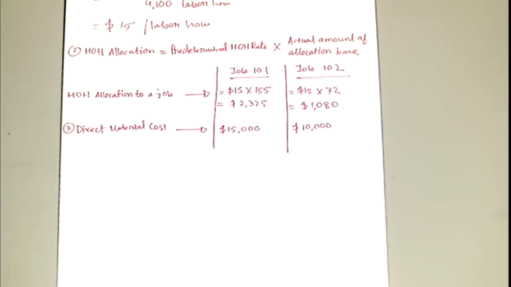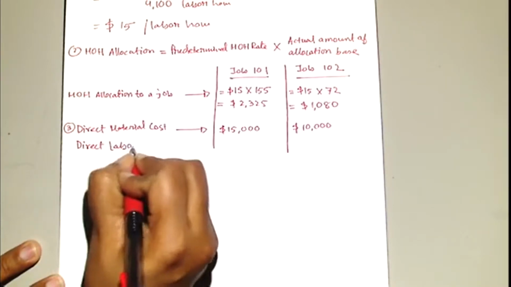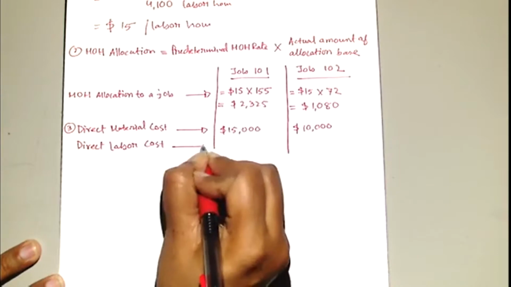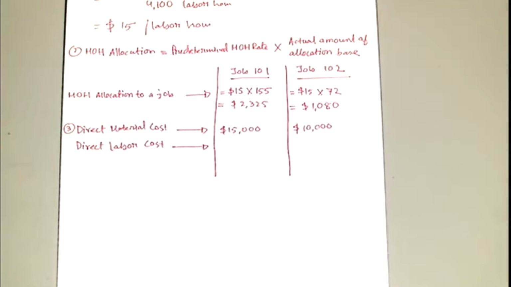Now we need to know another cost. We know 3 types of cost: direct material cost. We now need to know direct labor cost. How can you calculate direct labor cost? If you know how many hours your labor worked for that job, and if you know the wage rate per hour. So for job 101, how many hours did they worked? Direct labor hours for job 101 is 155.